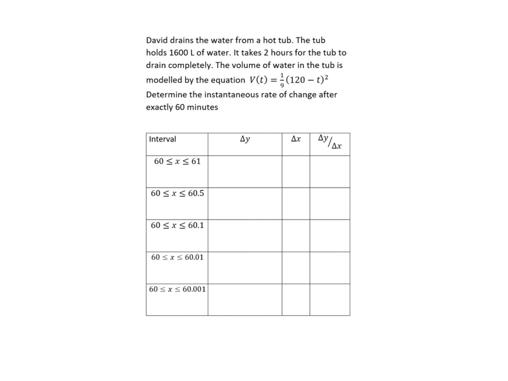Okay, so let's go back to that hot tub example. We have the hot tub with a volume given as 1 over 9 times (120 minus t) to the power of 2, and I want to find the instantaneous rate at 60 minutes. As we said before, you can approach 60 from either side. I decided to approach it from the right side. You could also approach it from the left side. So you could start at 59 and get closer to 60, or you could start at 61 and get closer to 60. I decided to go from the right side.